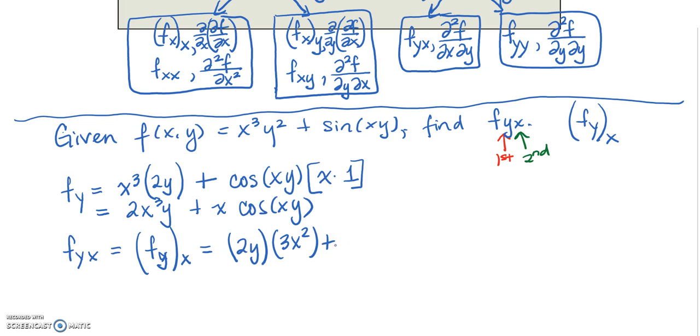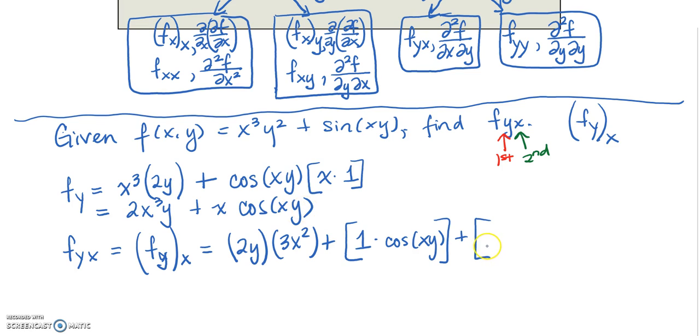Plus, now moving to my second term, again I'm looking for the partial derivative with respect to x. I notice that I've got x times cosine, and inside that cosine I've got an x. So I'm going to have to use the product rule. So basically we've got what? The derivative of the first times the second. So 1 times cosine of xy.